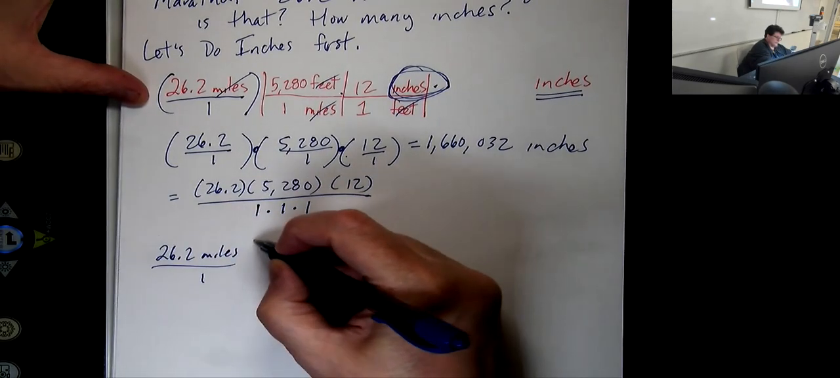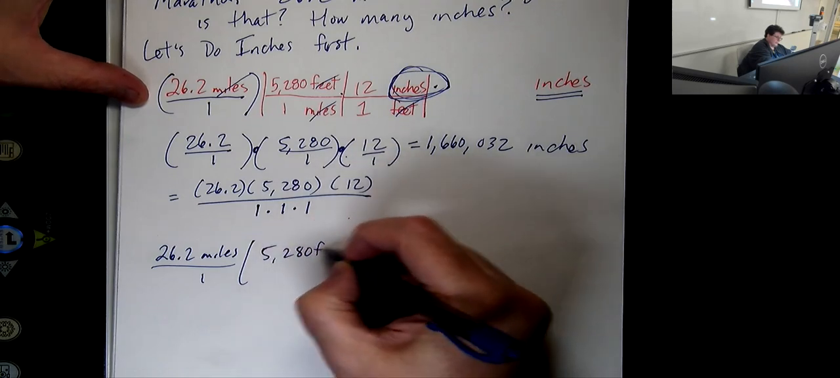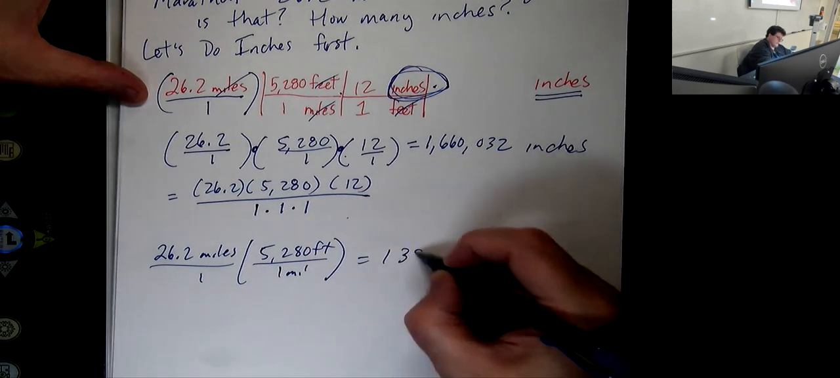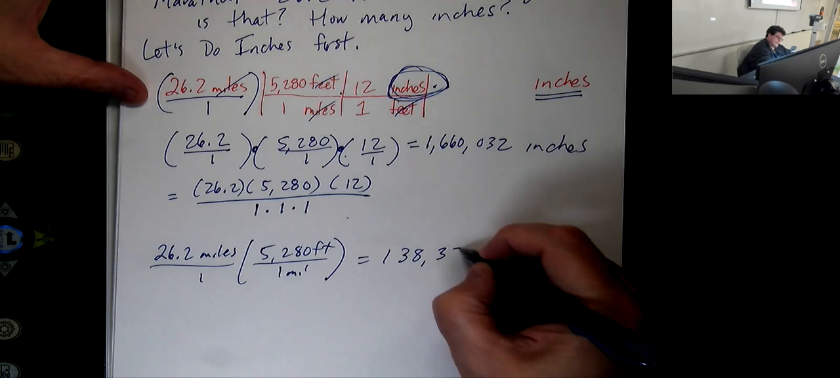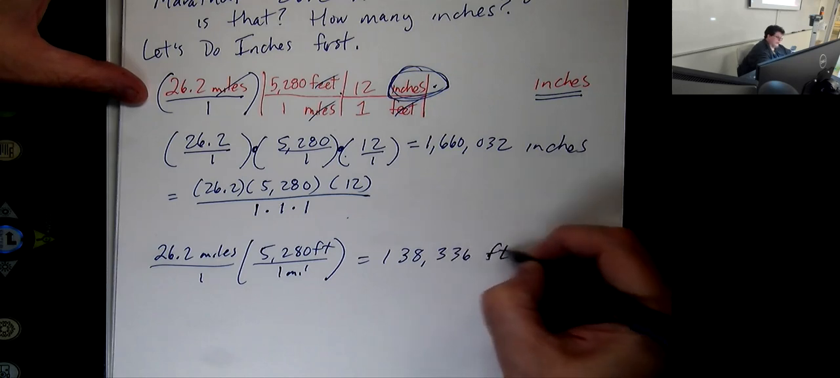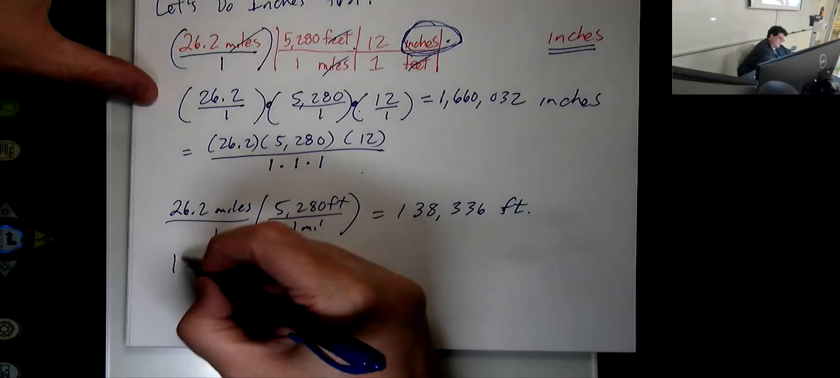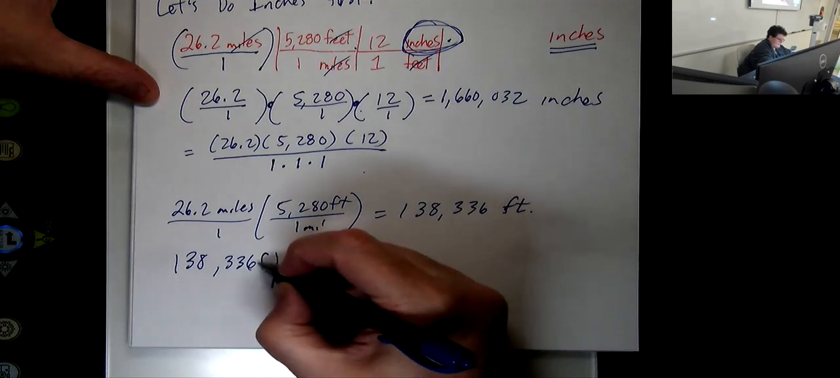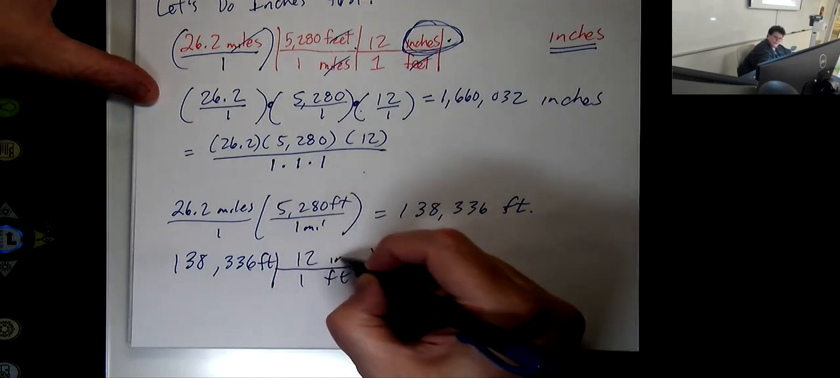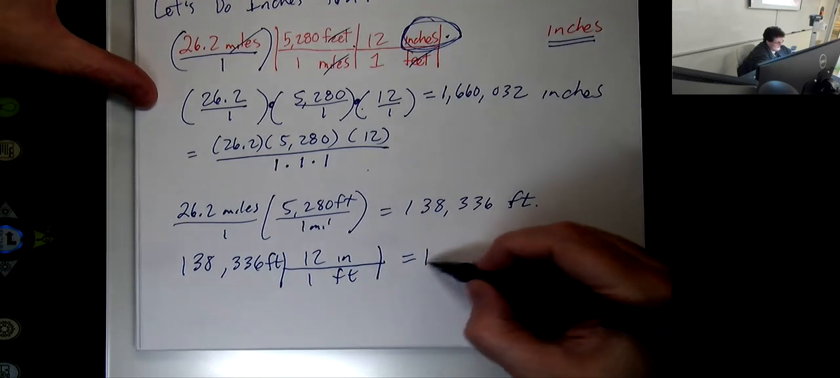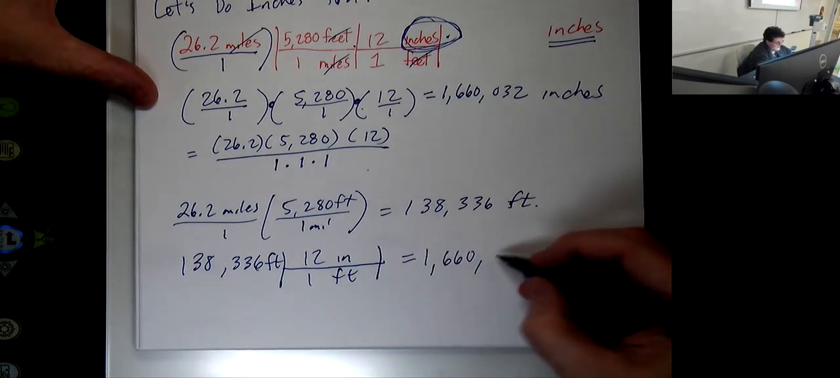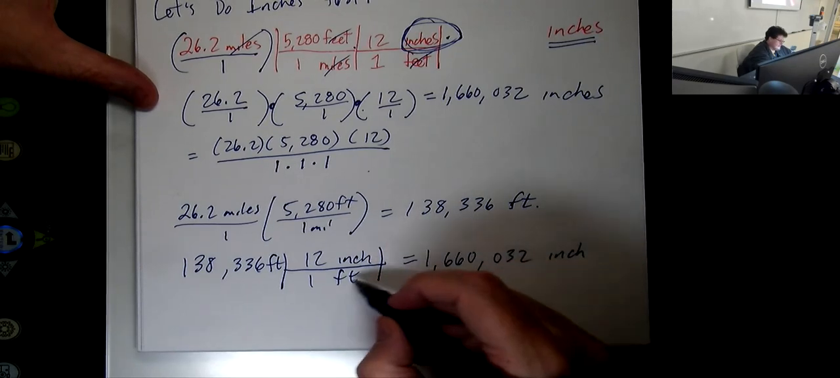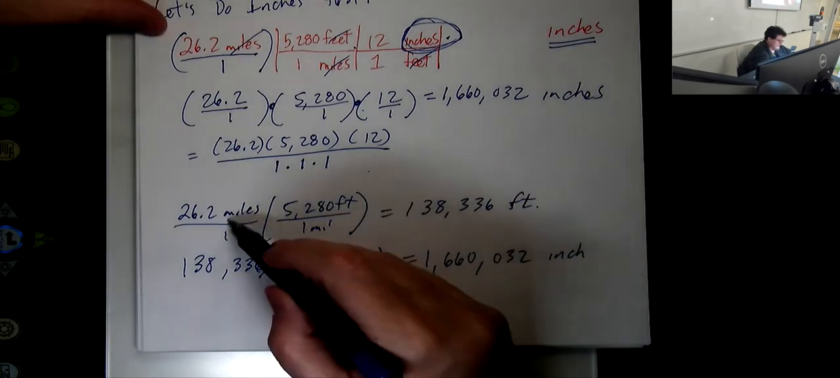So what was the sub answer? It's 138,336. And that's miles or feet? Feet. And then we do that value with one more bridge: feet on the bottom, 12 inches on top. And we should still get the 1,660,032 inches. And you will, because that's how I actually did it. I didn't do it how you originally showed.